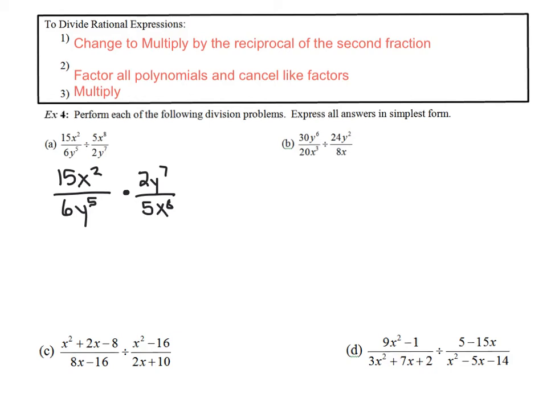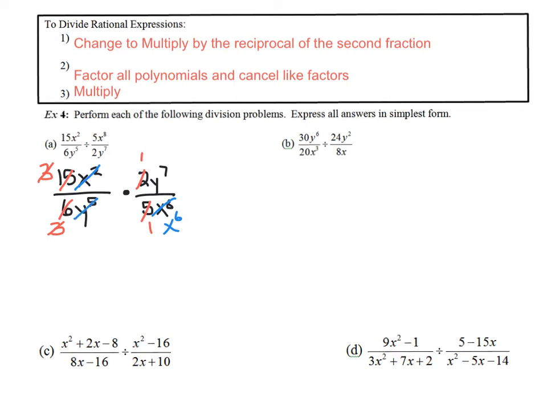We don't have any polynomials here. So 5 and 15 can both be divided by 5, which gives me a 3 and a 1. 2 and 6 can both be divided by 2, which gives me a 1 and a 3. Additionally, we can cancel off the 3's and just get a 1. Now I'm also going to cancel my x's. X squared and x to the 8th have an x squared in common, so that gives me an x to the 6th in the denominator.